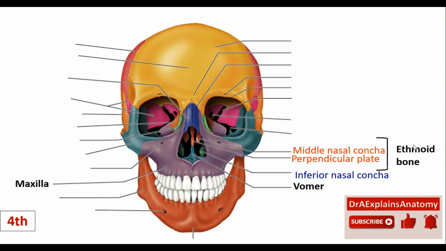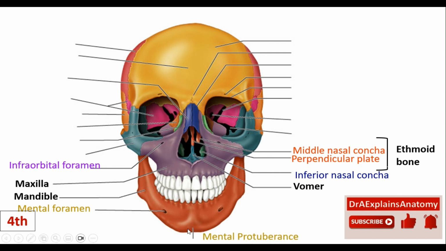This is the maxilla. This opening in the maxilla is the infraorbital foramen, which is inferior to the orbit. This is the orbit right here. This is the mandible. That's the mental foramen. We have two mental foramens in the mandible. And right here we have the mental protuberance, this right here.